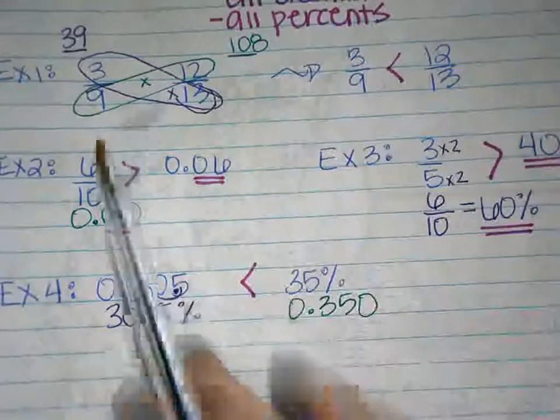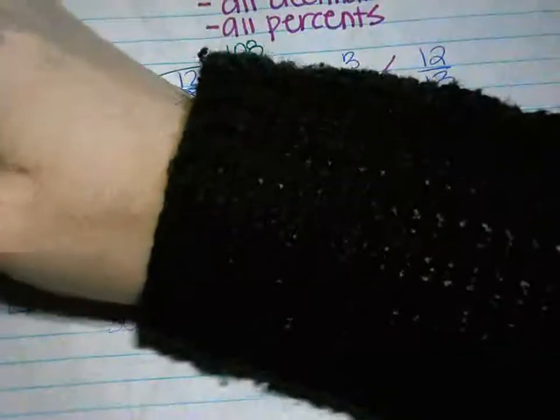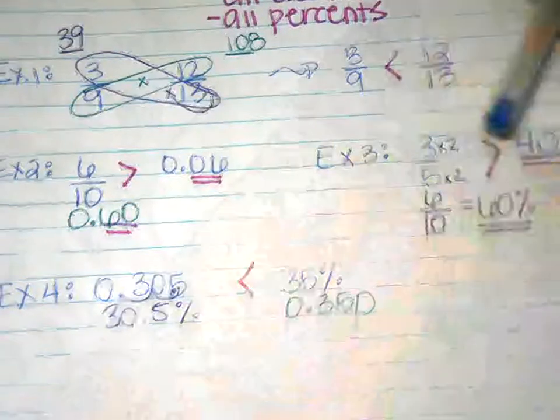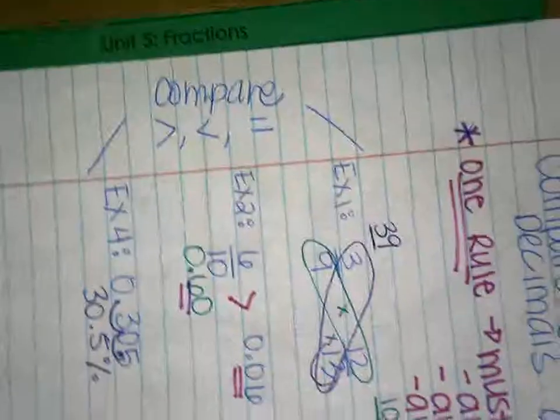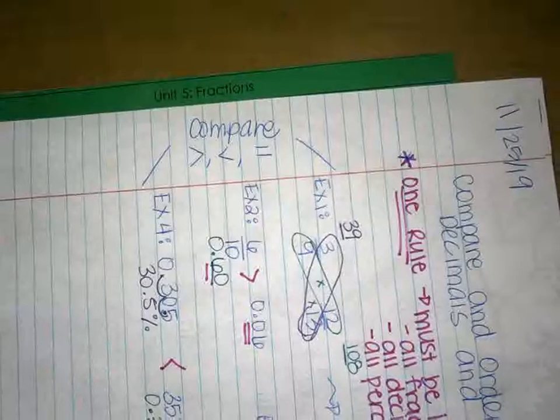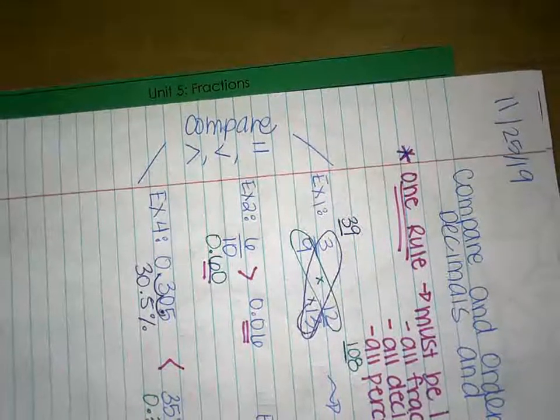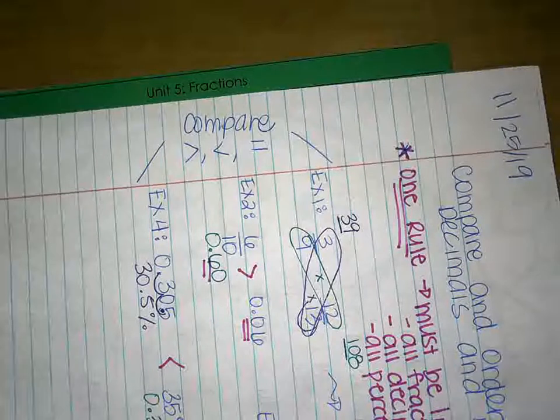Alright, so just like we have to be able to compare, I'm going to write down that these are compare problems. And when we compare, we use our greater than, less than, and equal to signs. Sorry, you cannot see that. That's what I did. So I just marked that those were my compare type of problems. When we compare, we use our greater than, our less than, and our equal to signs.